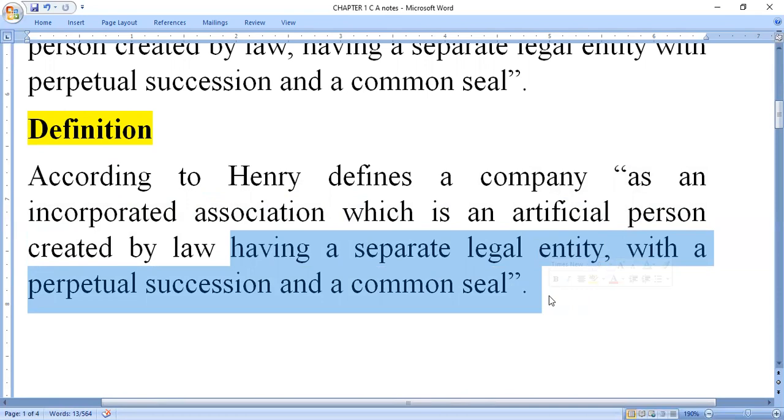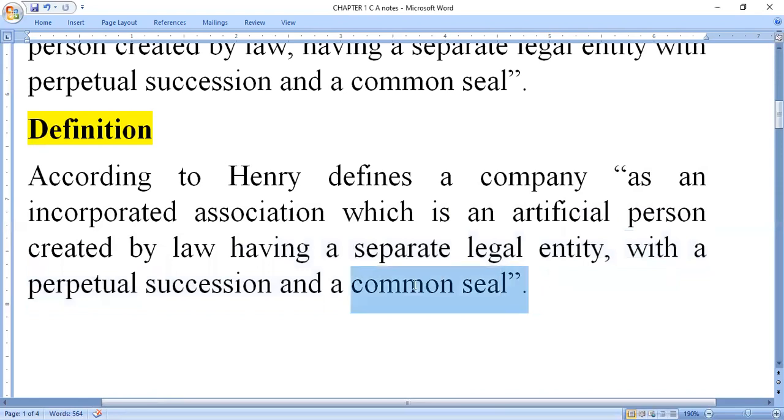It means it has a continuous existence, continuation goes on. So maybe 10 years, 20 years, 30 years, the winding up of the company needs law, rules and regulations. That is, it has perpetual existence, and it has a common seal. Having a common seal is nothing but the identity is very, very essential. The identity is given by the common seal representing the name and address of the company.